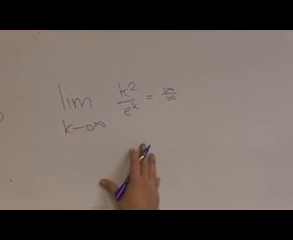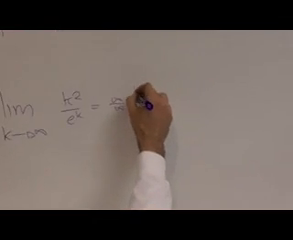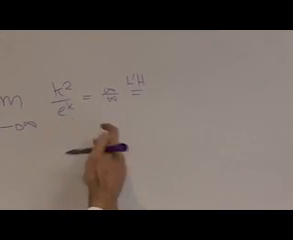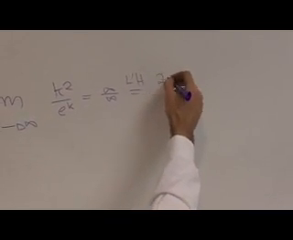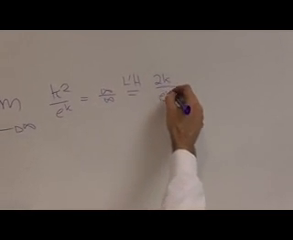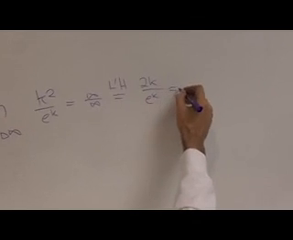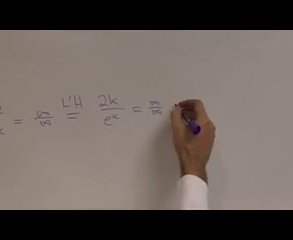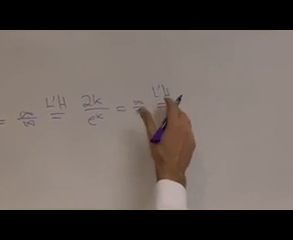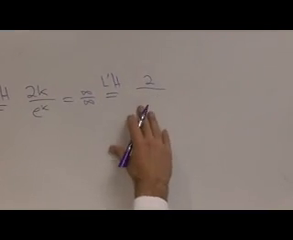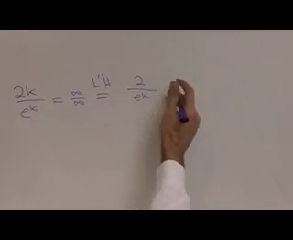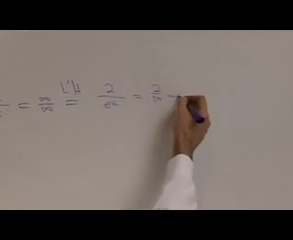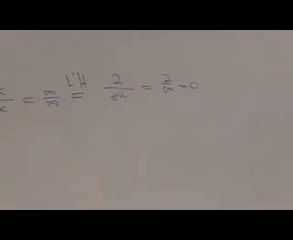We can use L'Hopital's, which is basically we just take the derivative of the top and the derivative of the bottom separately. So the derivative of k squared is 2k. The derivative of e to the k is simply e to the k. And again, we get the same indeterminate form. So I think we can apply L'Hopital's one more time. The derivative of 2k is 2. The derivative of e to the k is simply e to the k. And plugging infinity into this, we get the form 2 over infinity, which is equal to 0. So the test for divergence fails.